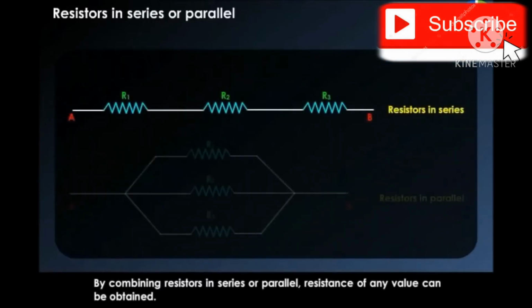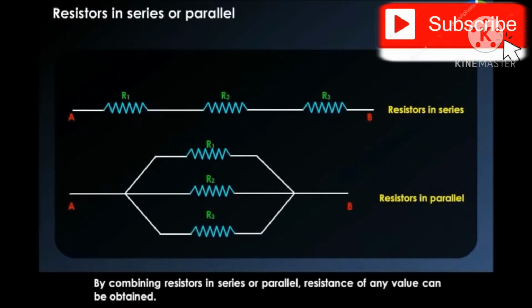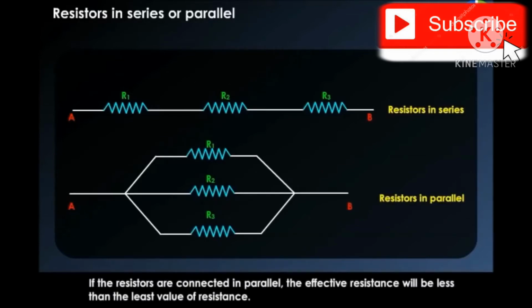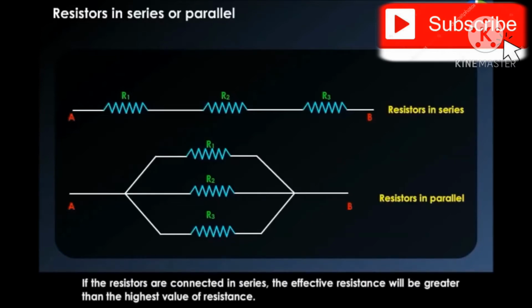Resistors in series or parallel. By combining resistors in series or parallel, a resistance of any value can be obtained. If the resistors are connected in parallel, the effective resistance will be less than the least value of resistance. If the resistors are connected in series, the effective resistance will be greater than the highest value of resistance.